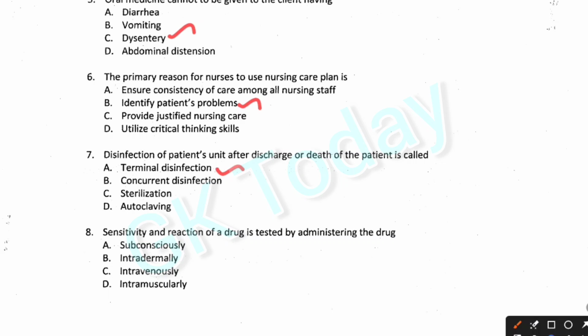Question number 8, sensitivity and reaction of a drug is tested by administering the drug? Option B is the correct answer, intradermally. Sensitivity and reaction of a drug is tested by administering the drug intradermally.